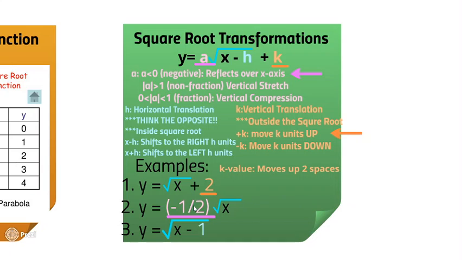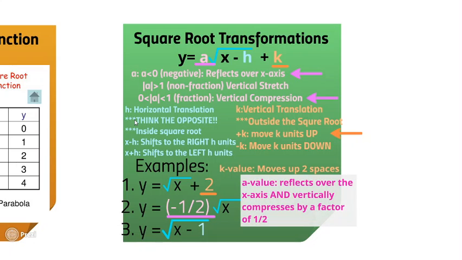And since this one is a fraction or less than 1, this graph will also compress. So it's going to be half the size vertically that it was originally, which is pretty neat. So this transformation is an a value. It will not only reflect over the x-axis, but it will also vertically compress by a factor of 1/2. So that is the transformation that's going on in example 2.